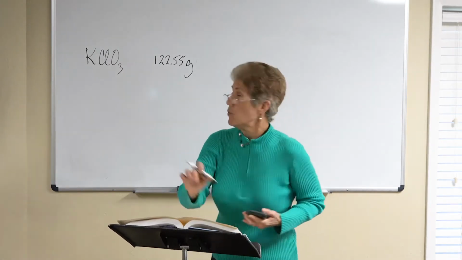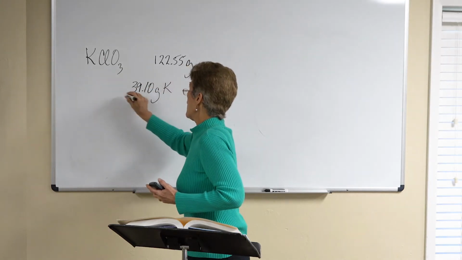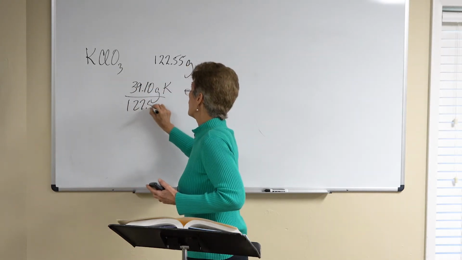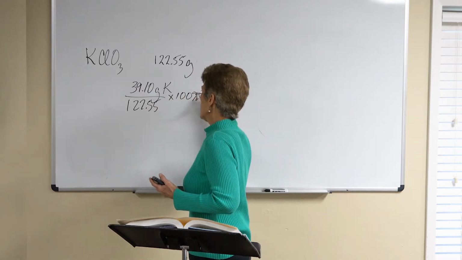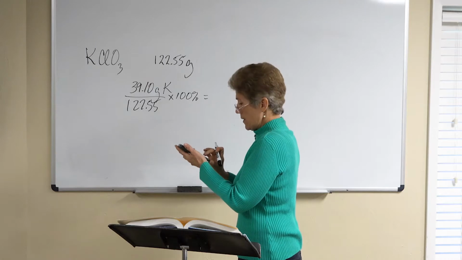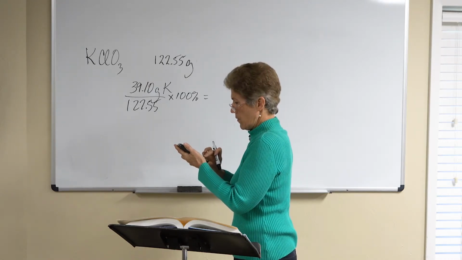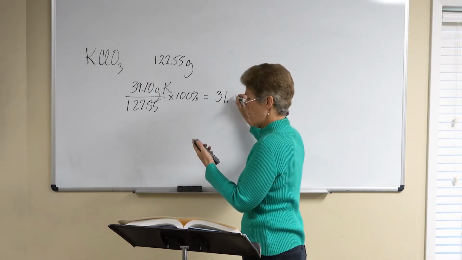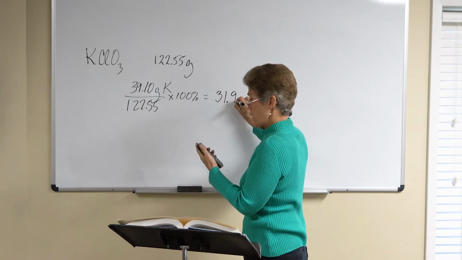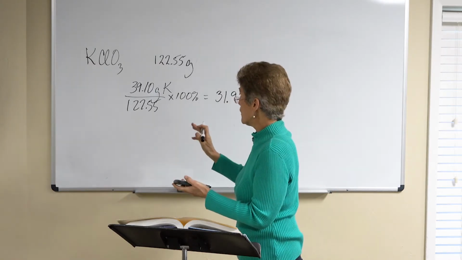So the potassium was 39.10 grams for potassium out of this whole thing. And then we would go times 100%. And so that would be 39.1 times 100 is 31.92%. Then you do the next one.